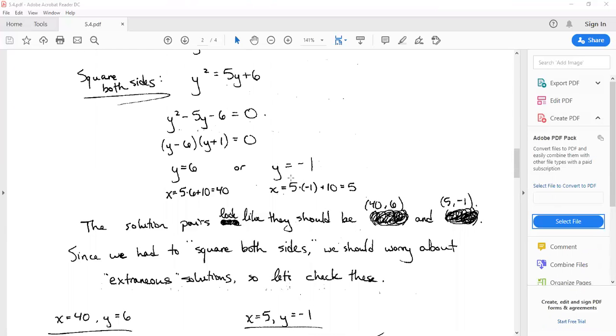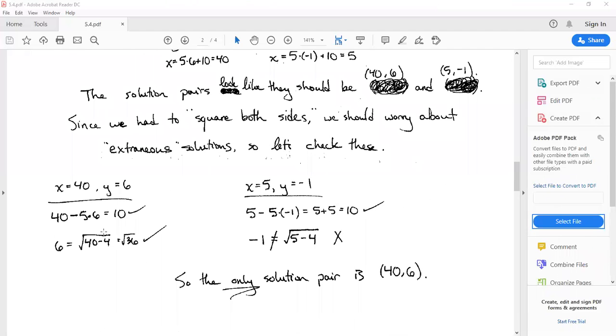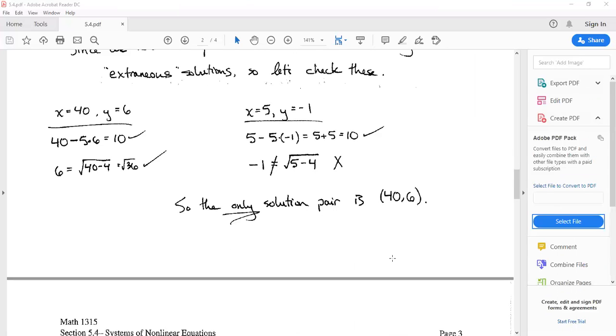So this second solution pair was extraneous. It was brought to us by the fact that we squared both sides and made a quadratic to solve at the end, when really the original equations only had just this one solution pair. So the only solution pair is (40, 6).